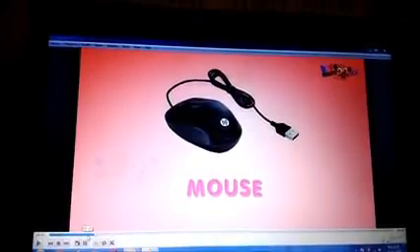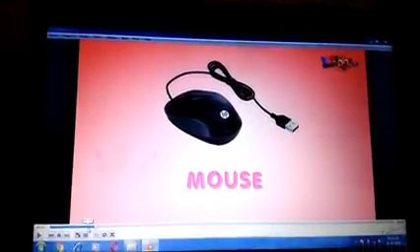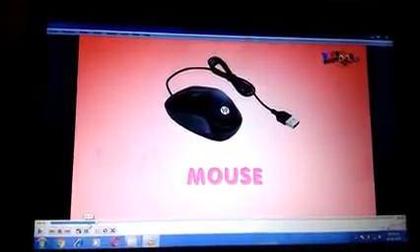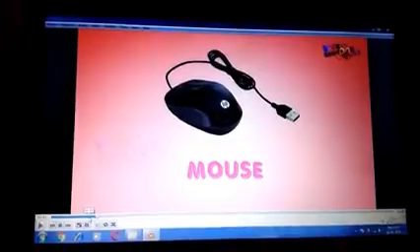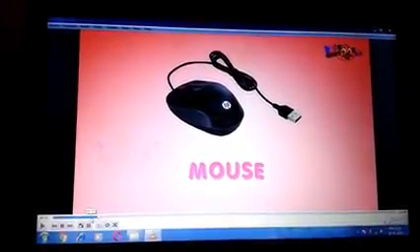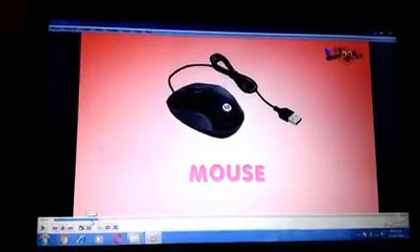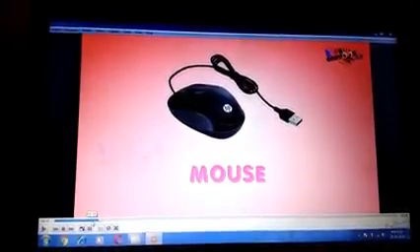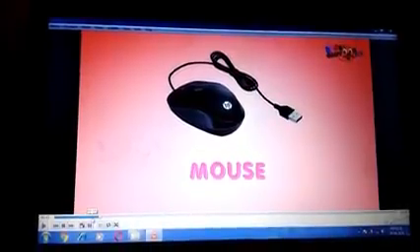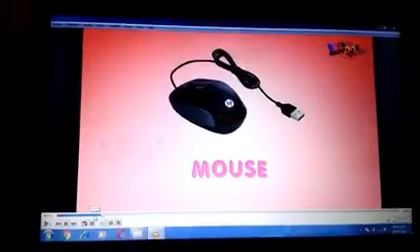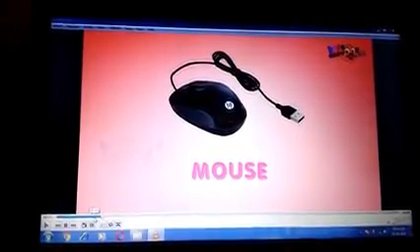Mechanical mouse, its movement is relative to the movement of the ball at the bottom. Optical mouse, it uses a light emitting diode and photodiode to detect movement. Laser mouse, it uses an infrared laser diode instead of a normal LED.